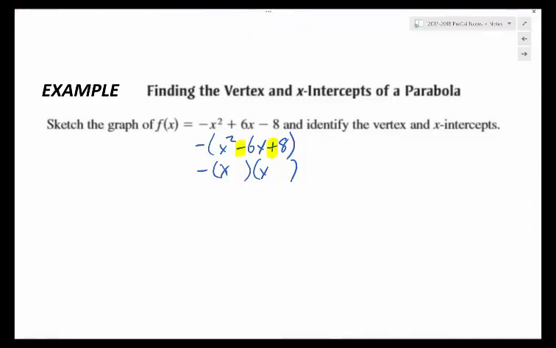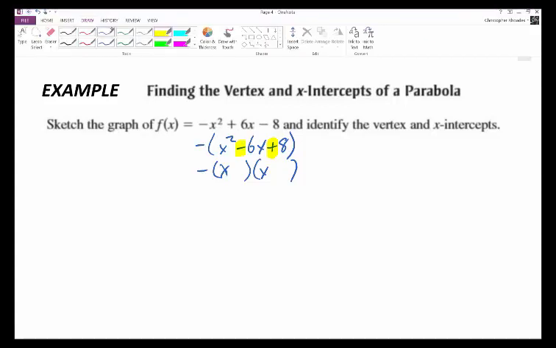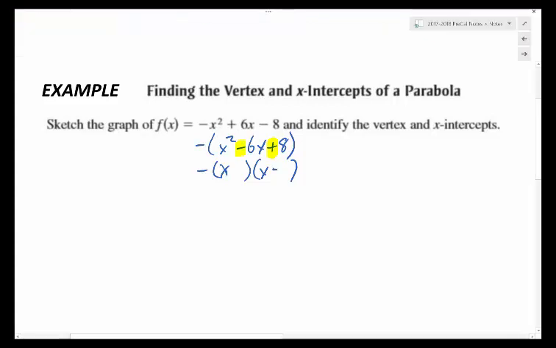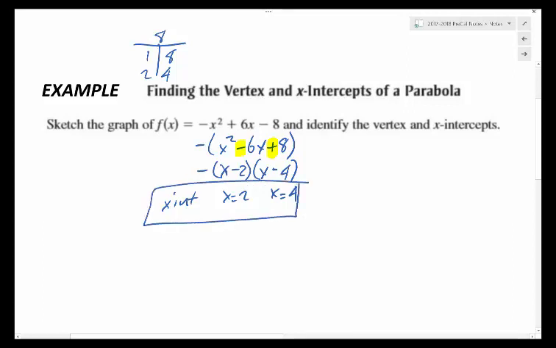So I'm going to unfoil these. So negative and negative. Well, if I make a chart of what works for 8, it goes 1 and 8, 2 and 4. Do any of those add to be 6? 2 and 4 do. So my x-intercepts will be x equals 2 and x equals 4. Okay, that works quite nicely. So that tells me my x-intercepts are x equals 2 and x equals 4.